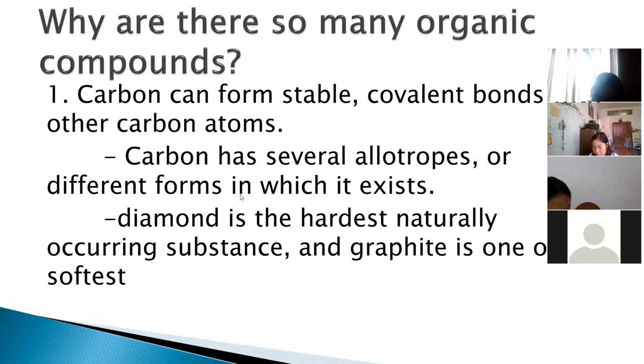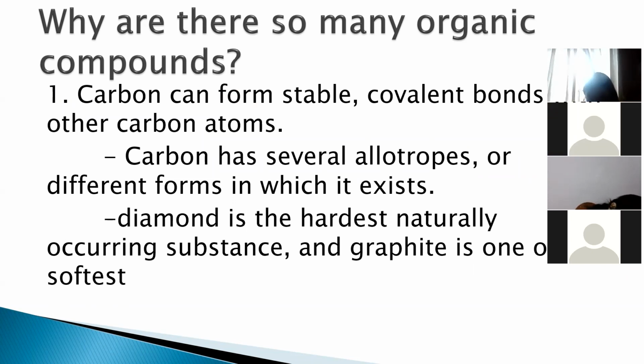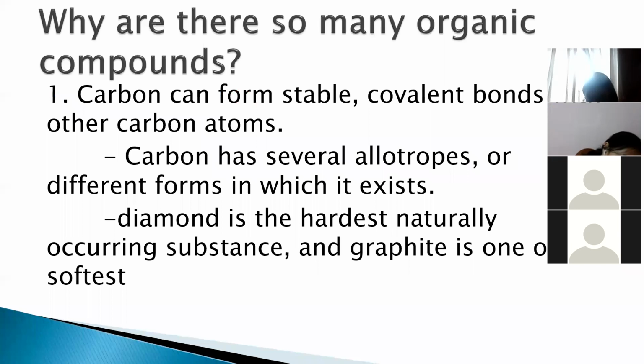Let's answer this question. Why do we have so many organic compounds? There are many more compared to our ionic compounds. Remember, ionic compounds, though we have a lot of metals that can bond with non-metals, their number is actually limited. However, when we say organic compounds, there are so many organic compounds.